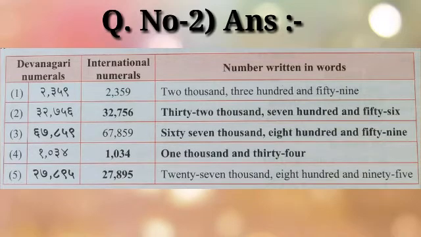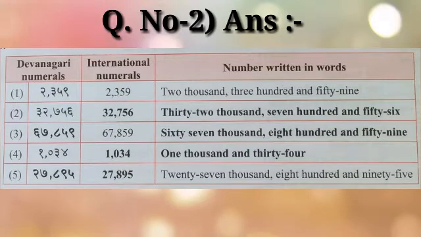Let's move towards the second number, that is 32,756. Here they have not written it in international numerals, so you have to convert it into the international, it means counting numbers, and you also have to write its notation.